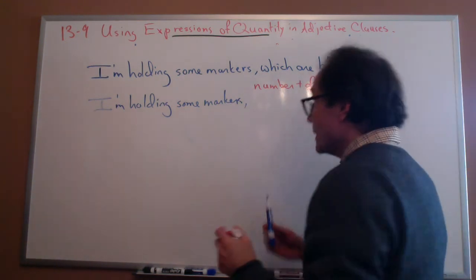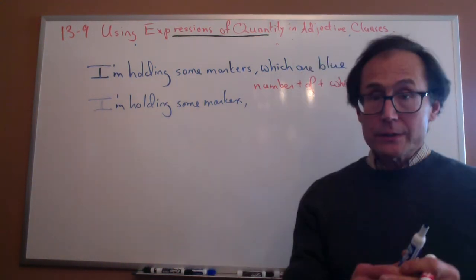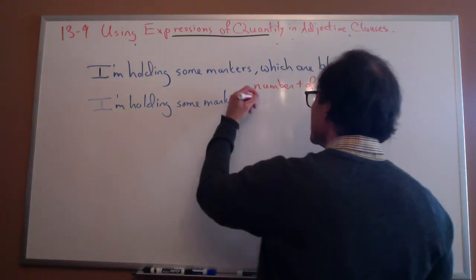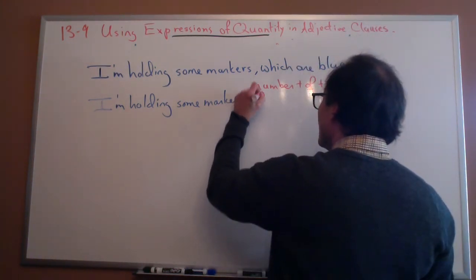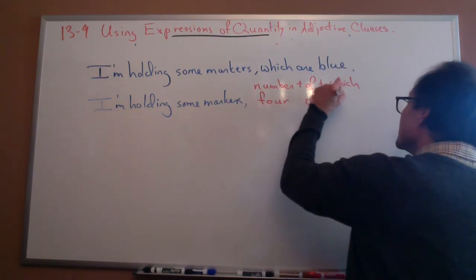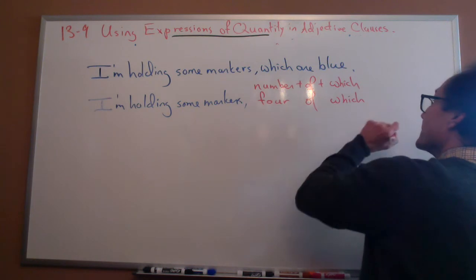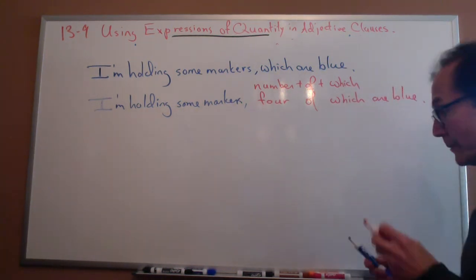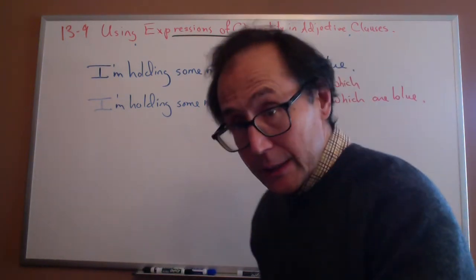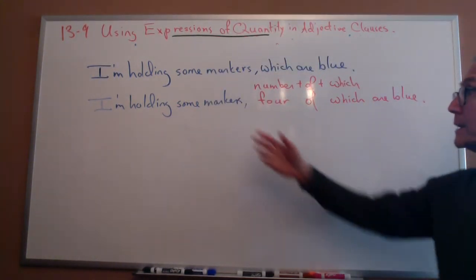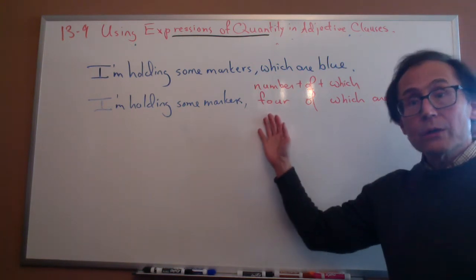So if I wanted to say I'm holding some markers and I want to show 4 of them are blue, then I'd say I'm holding some markers, 4 of which are blue. When any English speaker hears that, they know, oh, he's holding markers, but only 4 of them are blue.